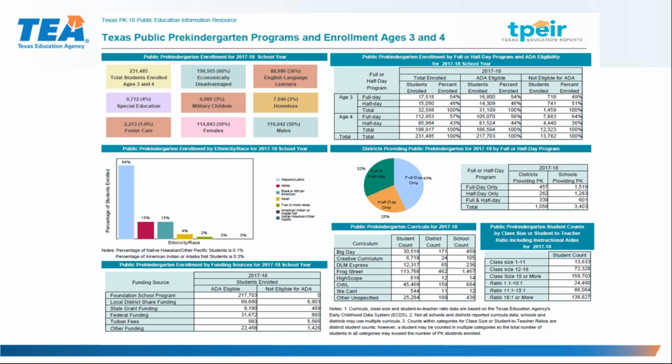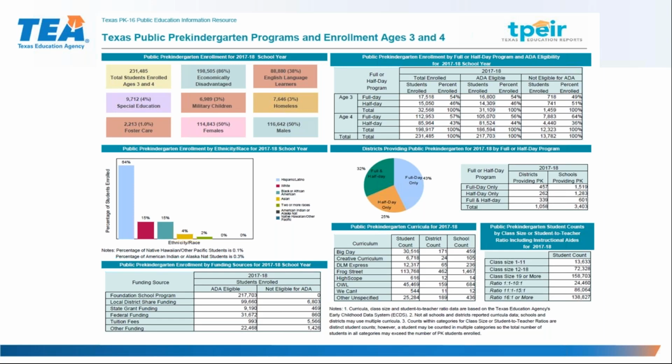Those that are not eligible are either tuition paying students or they're being paid for out of local funds and are not coded as eligible. You'll also see the districts providing pre-K, so full day only, half day only, and then full and half day. But then the bottom two sections, which are our newest addition to the reports, are the breakout of the curriculum that's used. So you can see the number of students in districts and see just the variations of the specific curriculum that's used across the state and the number of districts that those curriculums are impacting.